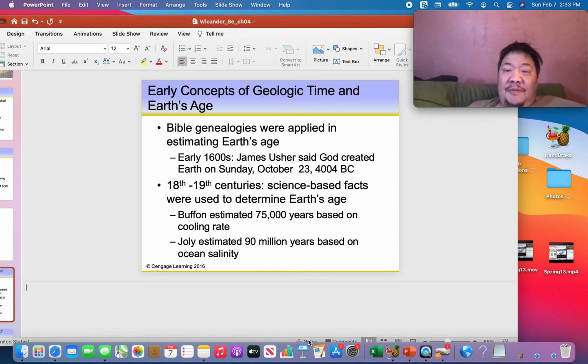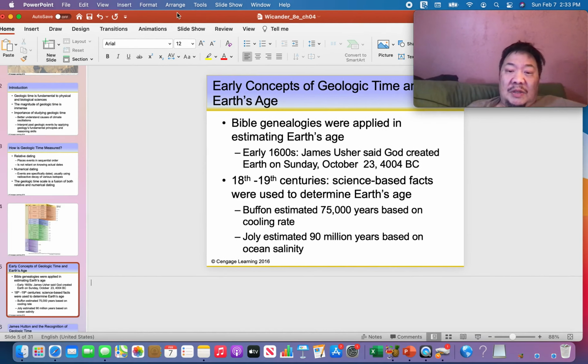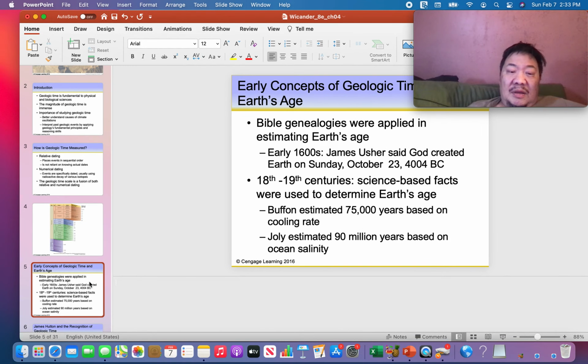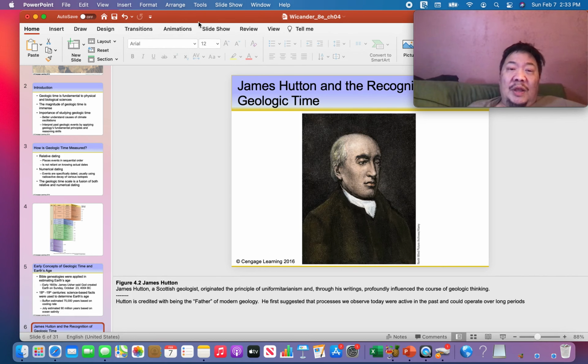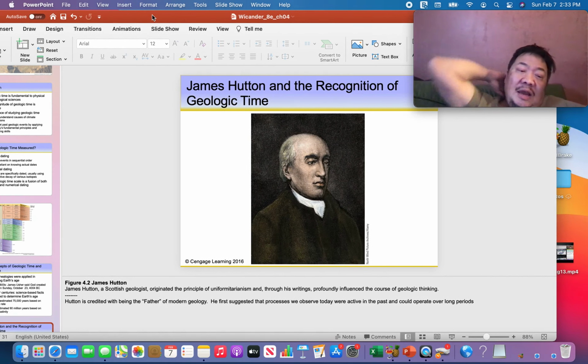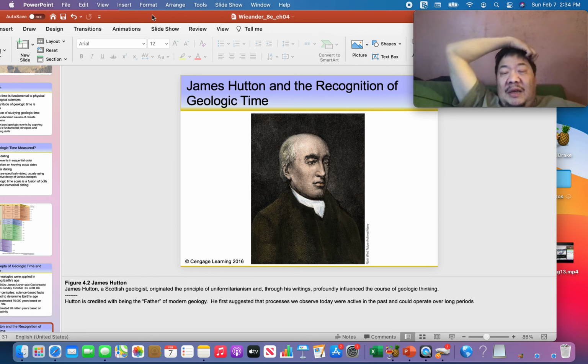So, but at least he figured it out that the Earth is much older than 90 million years old was his number. We didn't really get an idea as to how old the Earth was until a Scotsman by the name of James Hutton, a real hero in my eyes, because his theory of uniformitarianism is the foundation of modern geology.